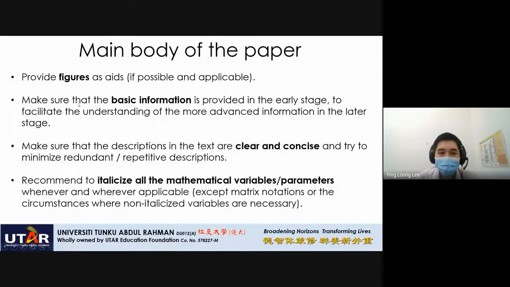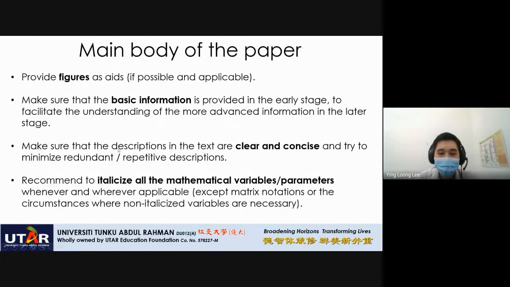And then you should make sure that the basic information is provided in the early stage. Don't quickly introduce advanced equations and formulas. You should provide the basic information, some terms that are very fundamental and required to understand more advanced equations, formulas, or theory. So make sure basic information is there first.